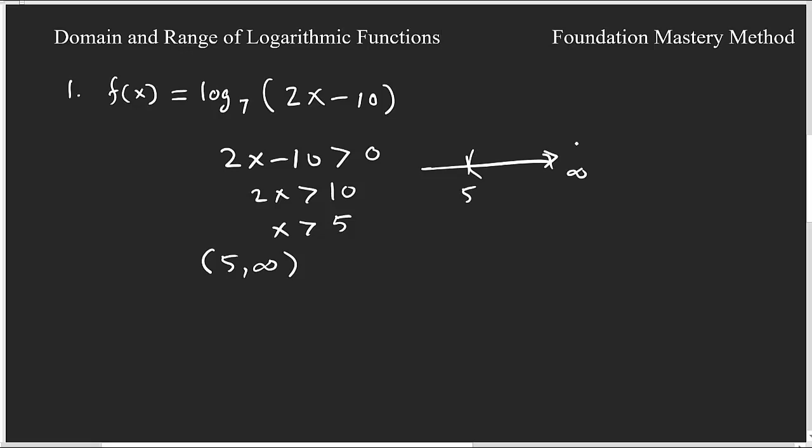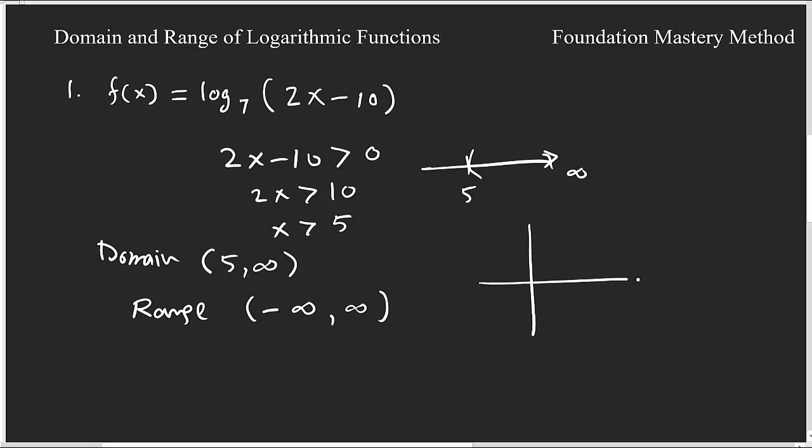Now what about range? If you have a logarithmic function, your range will be all real numbers, negative infinity to positive infinity. And the reason is, you can see the graph of this function. We say greater than 5: 1, 2, 3, 4, 5. So then the function will go actually like this. The logarithmic function graph looks like this. So at x equals 5, we have a vertical asymptote for this function.